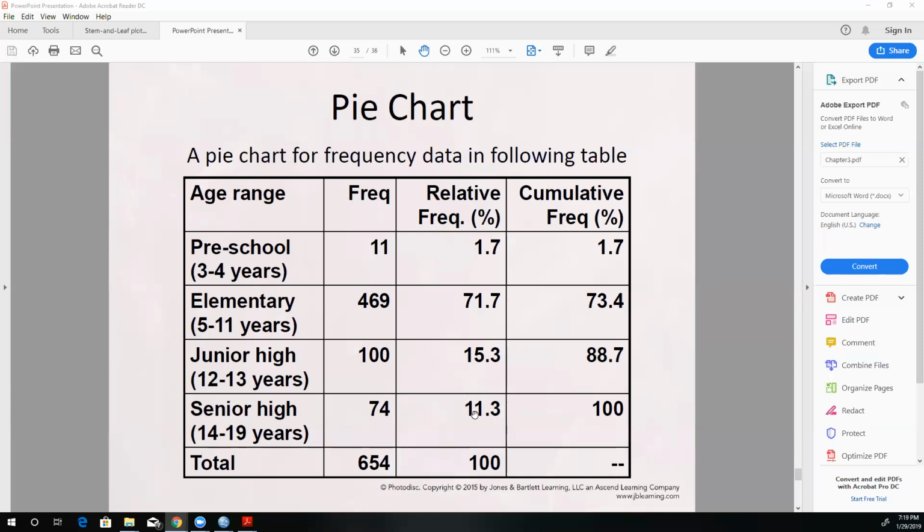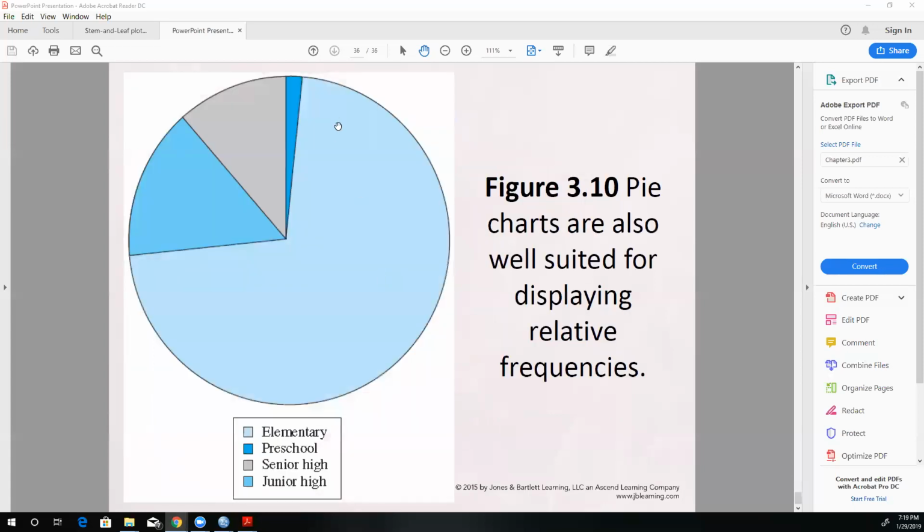And you get relative frequencies, and you have a cumulative frequency. Notice that these are proportions of a whole. So the 11 out of 654, 469 out of 654, 100. That's what I mean by proportions. So when you have proportions out of a whole, you can then display that as a pie chart.